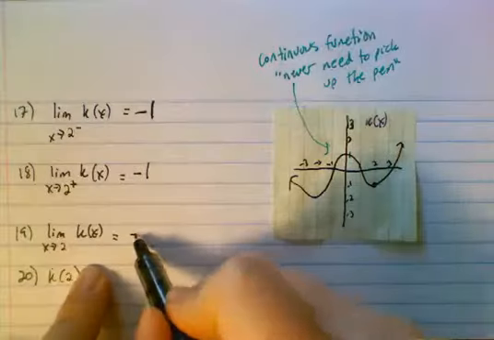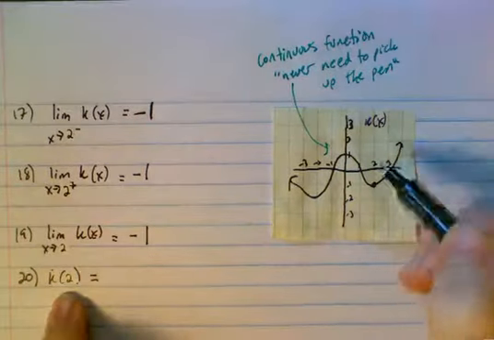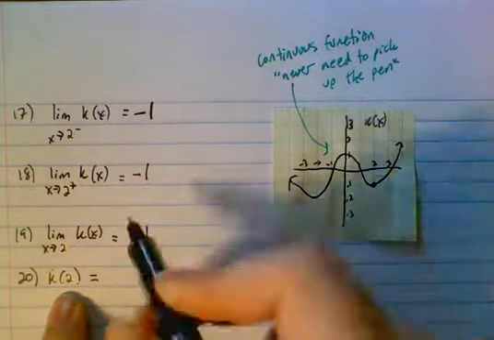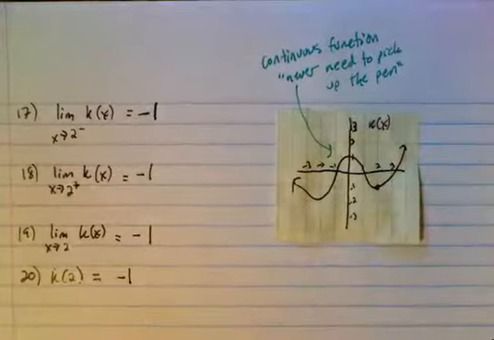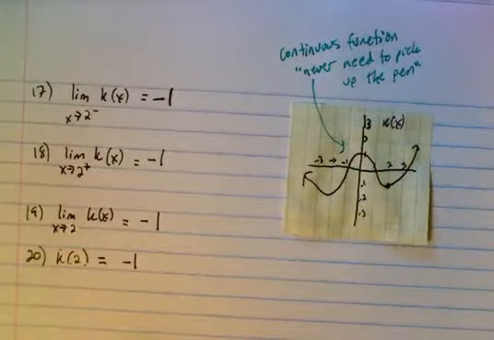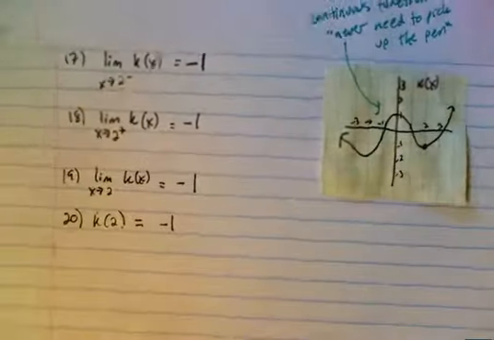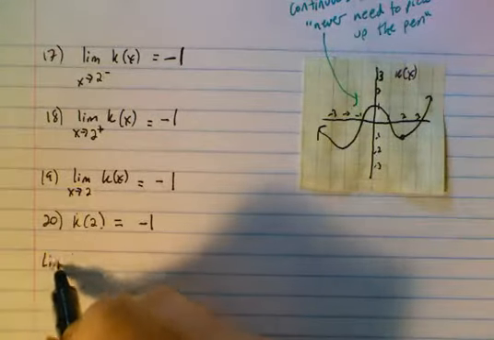And so because these two match, we have an overall limit of -1. And in this case, it so happens that when x equals 2, y also equals -1. So when all four of these things line up, that's the formal definition of a continuous function. So I'm just going to write that down here. It's going to come up on a couple of later lessons.